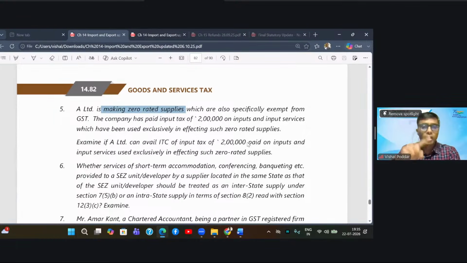But the question is, what if the exempt item itself is exported? That is, the exempt supply becomes a zero rated supply. In that case, students, section 16 of the IGST Act specifically says that where you are exporting or you are supplying to SEZ an exempt item, it means this transaction becomes zero rated even though it was otherwise exempt. Still, what will happen? It will be eligible for ITC.